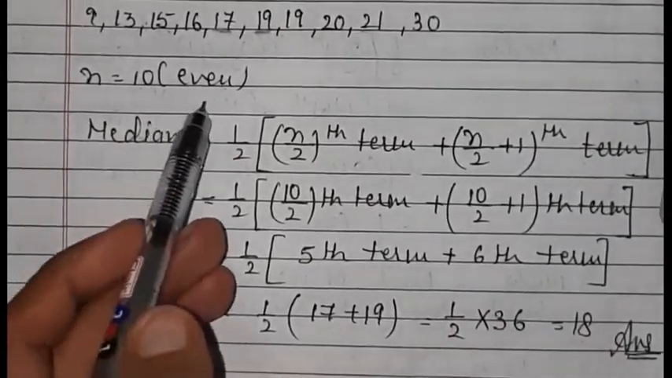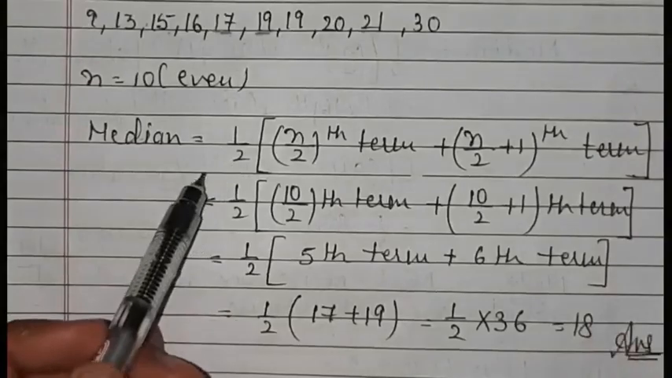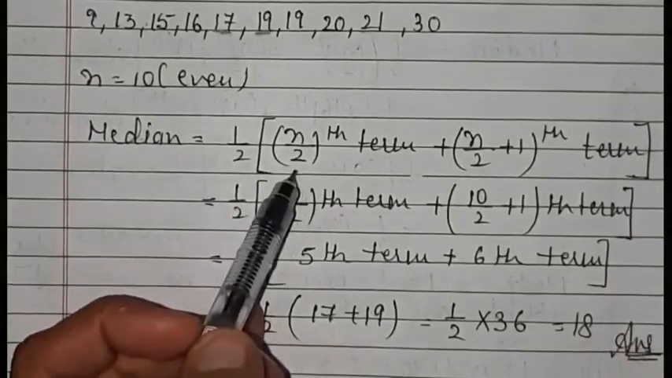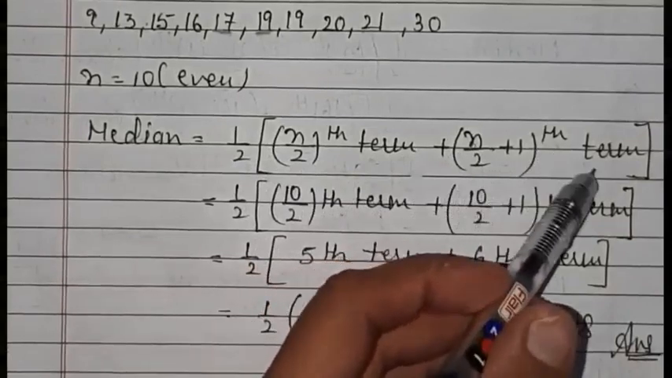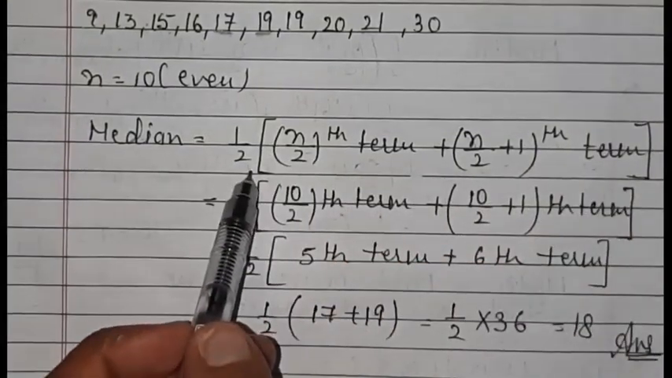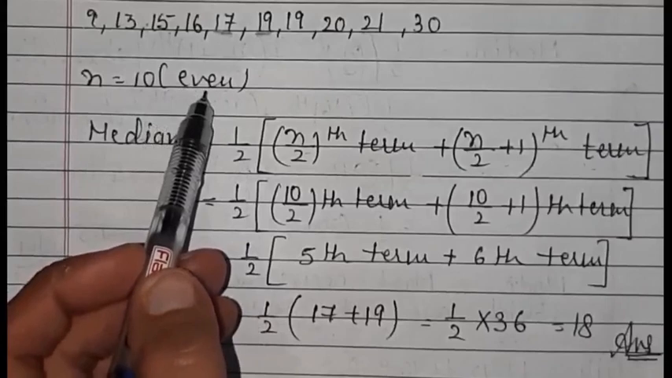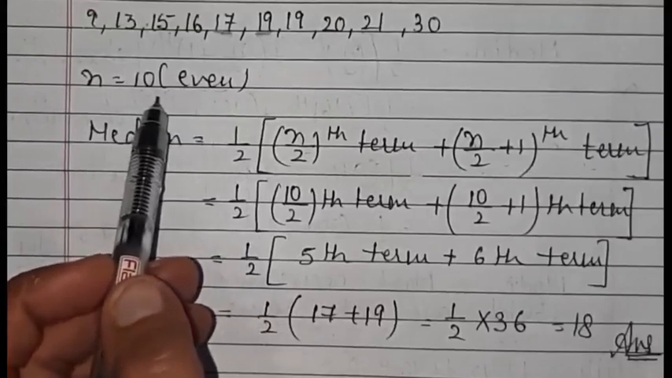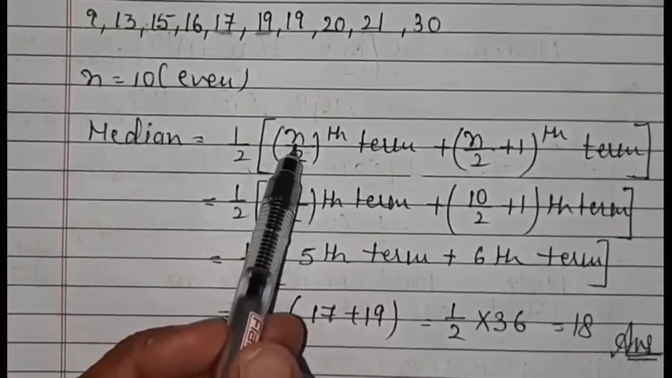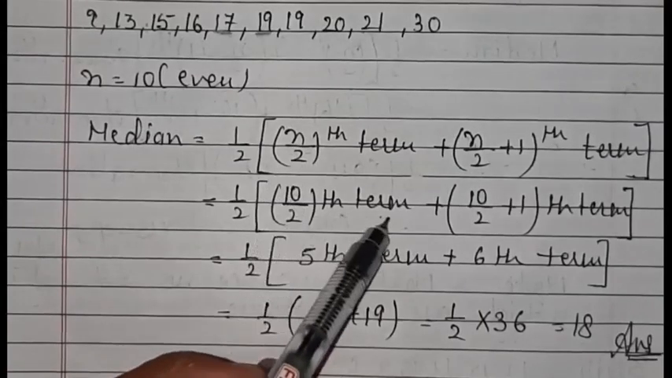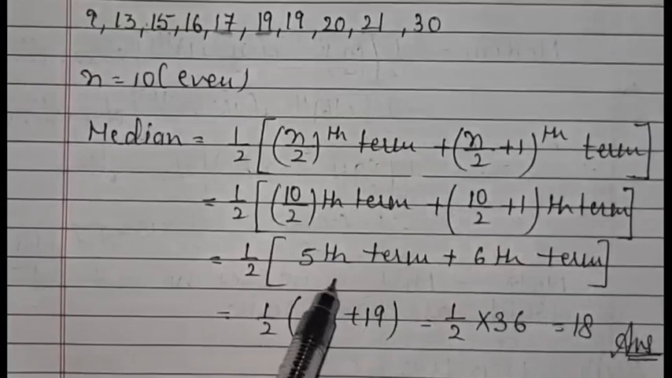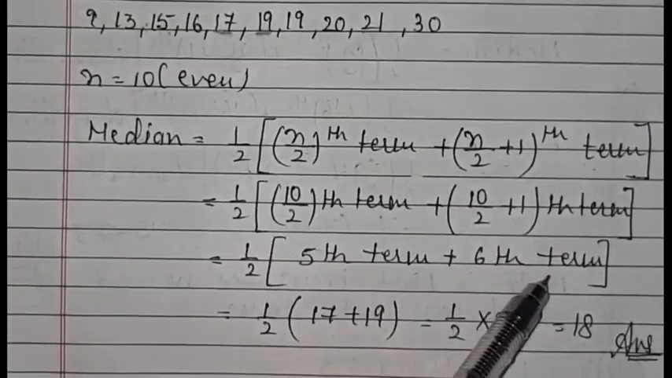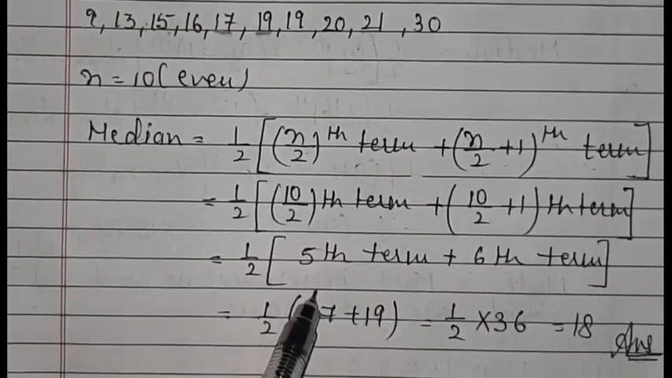So 10 is an even number. So to calculate median, we will apply this formula. N upon 2th term plus N upon 2 plus 1th term, whole upon 2. Because the number of observations is even, right? So now instead of N, put 10. 10 upon 2th term plus 10 upon 2 plus 1th term. When we calculate, it will come 5th term plus 6th term whole upon 2, right?